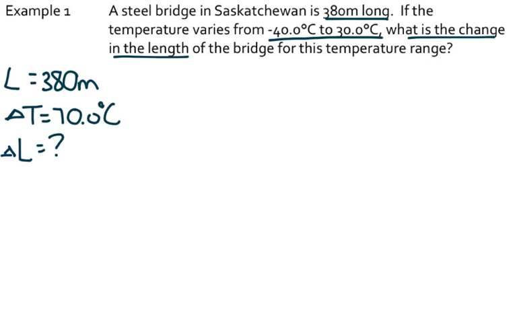And we do have one more piece to that formula, and that is alpha, the coefficient of linear expansion. That is something we're always going to need to look up. So we need to know what substance we're dealing with. We're dealing with a steel bridge. So if we look up the coefficient of expansion for steel, it's actually listed as steel or iron. They both expand at the same rate. That is 12, and remember, times 10 to the minus 6. And the units of that is per degrees Celsius.